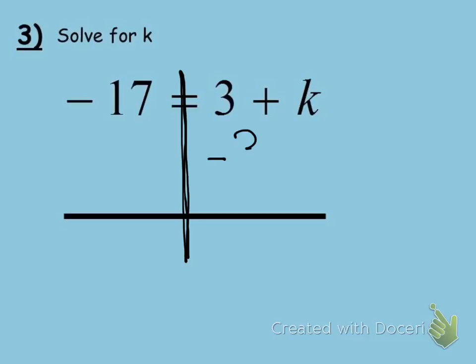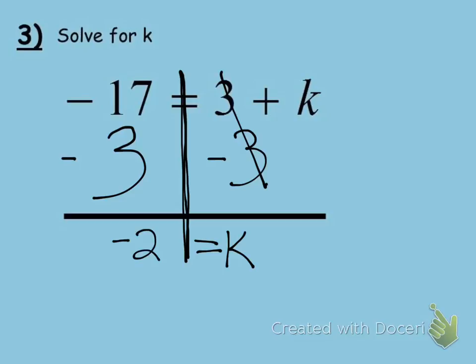You minus 3. If I minus 3 on the right, I have to minus 3 on the left. 3 minus 3 is 0, so the only thing you have left on the right side is a K. That's going to equal... What is negative 17 minus 3? Negative 20. Very good.